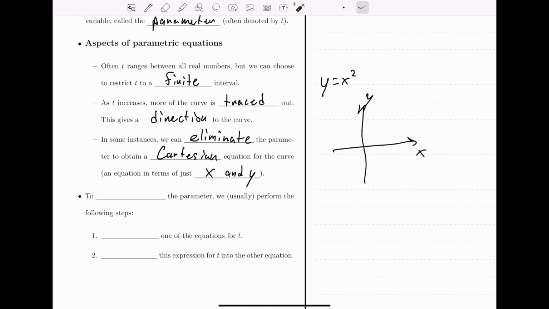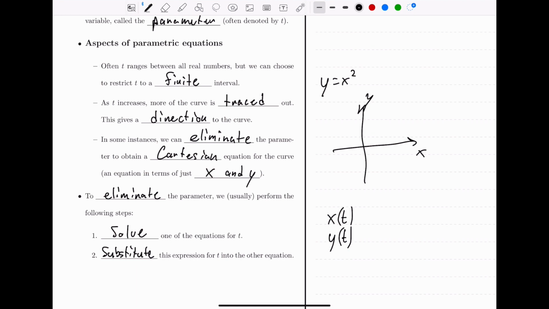How do we do this? How do we eliminate the parameter? What does that exactly mean? Well, to eliminate the parameter, typically we'll perform 2 steps. We look at our parametric equations. So we have a parametric equation x of t, this is some function of t, and we have another parametric equation y of t. We'll take one of these equations, whichever one seems most convenient, and we'll solve one of the equations for t. Once we've done this, we substitute the expression for t into the other equation.